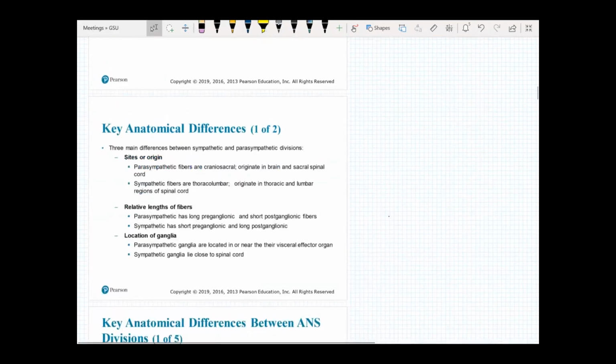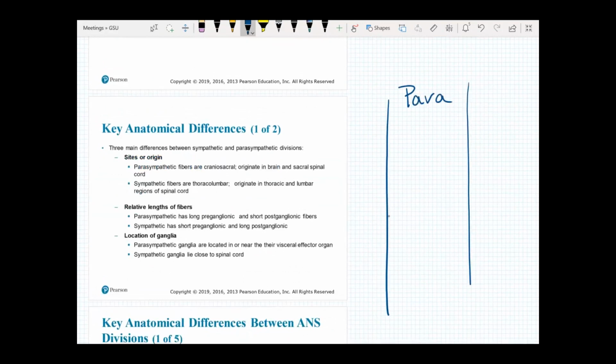There are a couple of key differences between the two. We talked about differences between the somatic and the autonomic nervous system. This is the differences between the sympathetic and the parasympathetic. Looking at these two, we're going to have three key differences between them. We're going to have our parasympathetic and then our sympathetic nervous system.